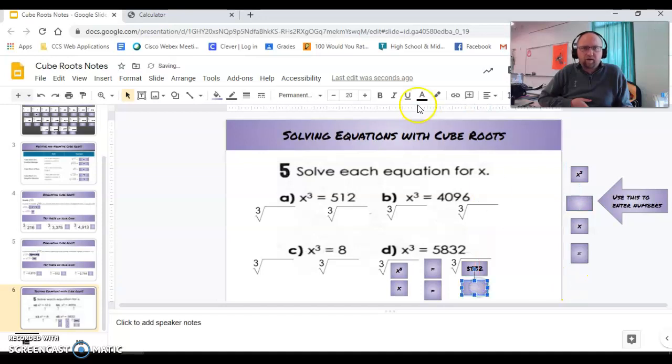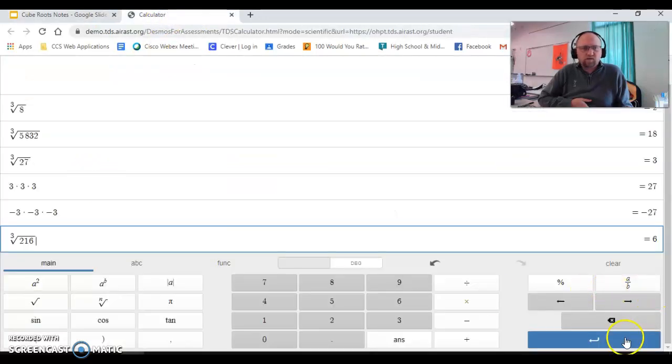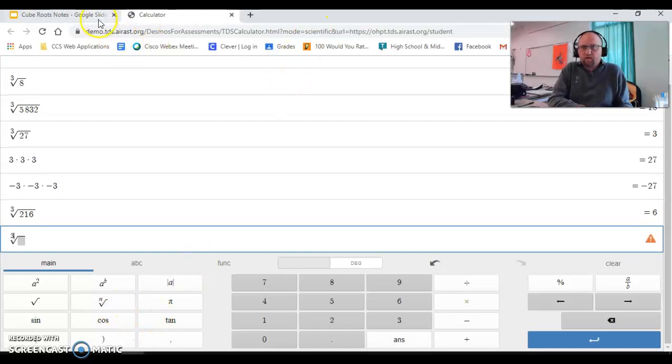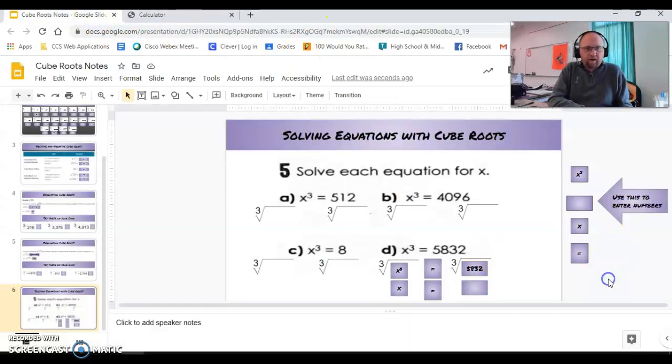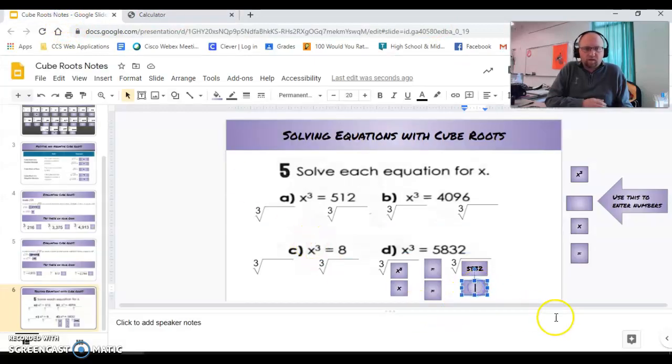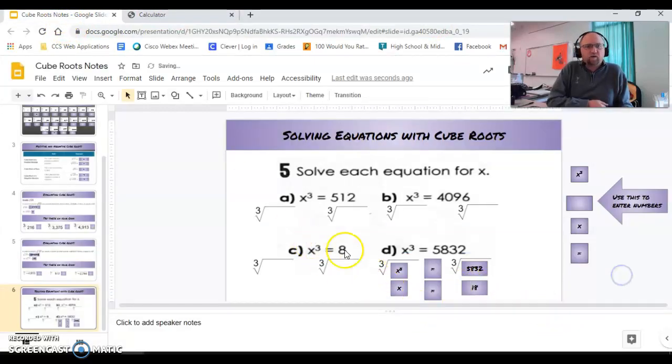And again, from here, you could use the calculator or go to the chart. I'll just go ahead and use the calculator. So I want the cube root of 5,832. And I find that to be 18. And so I click here, and I'm going to enter 18. And that equation is now solved. And then your job will be to solve all the rest of these equations.